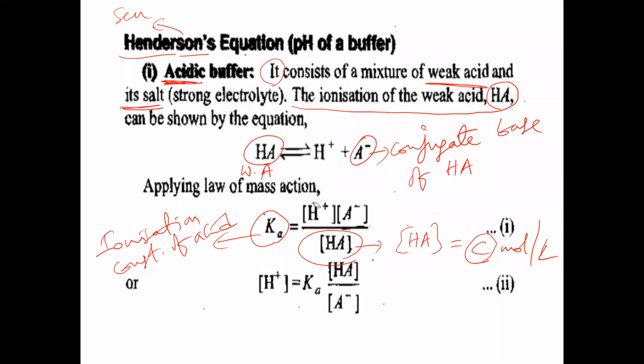Now from this, taking only H plus concentration, it is equal to Ka into HA by A minus concentration. So H plus is equal to Ka into HA by A minus. This ratio is what here? The concentration of undissociated acid molecules to the dissociated ions. This ratio into Ka will give the H plus ion concentration. That is equation 2.